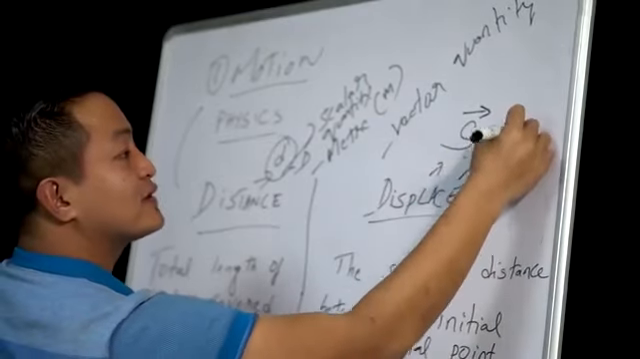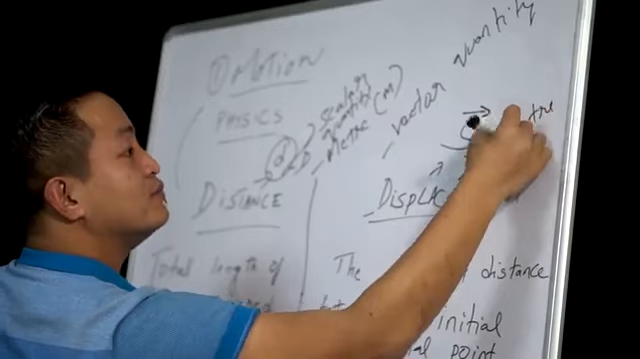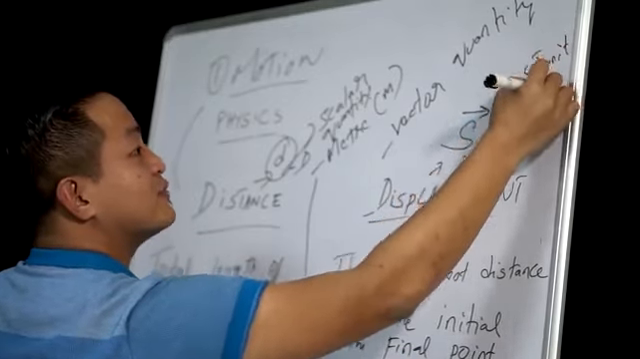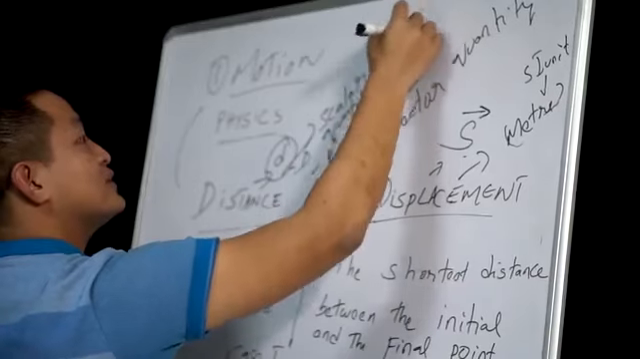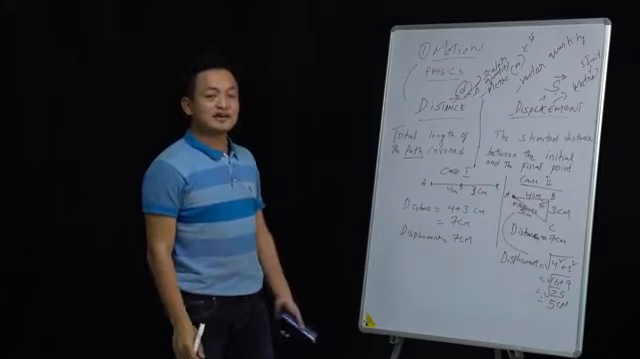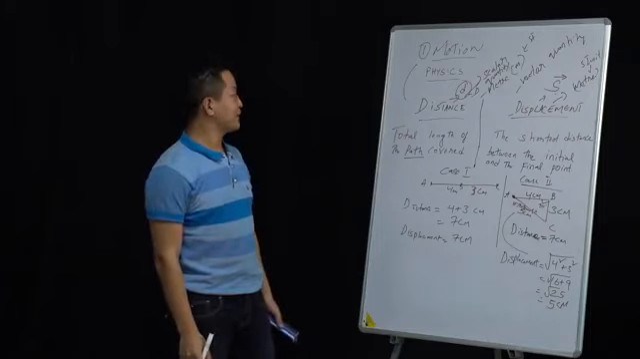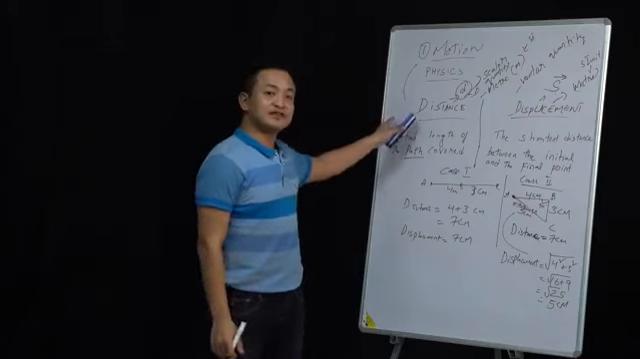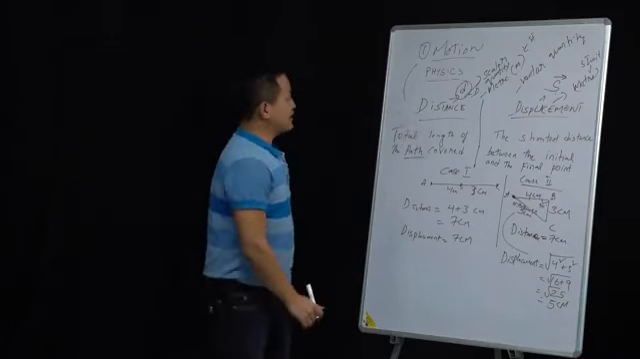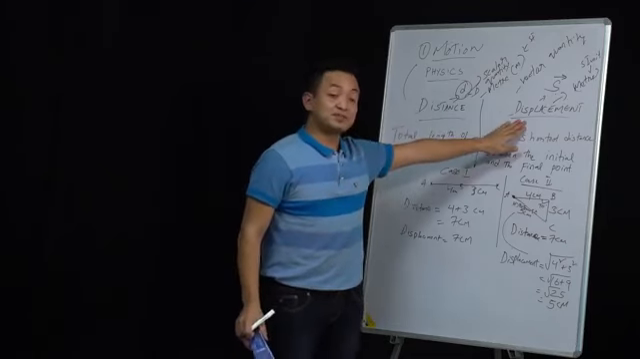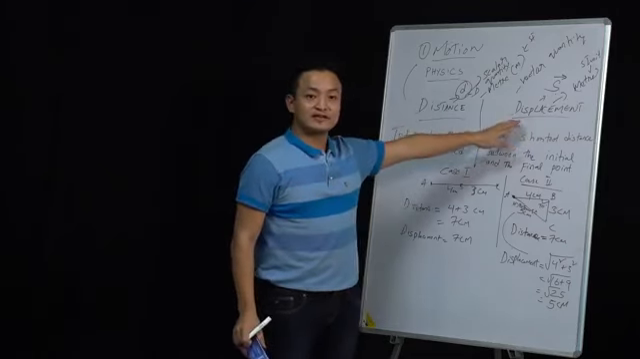And displacement as well, the SI unit would be meter. So this is the SI unit for displacement, the SI unit for distance. That means they have the same SI unit, that is meter. Clear? Now, distance can never be negative. The next important point is distance can never be negative, but displacement can be negative.